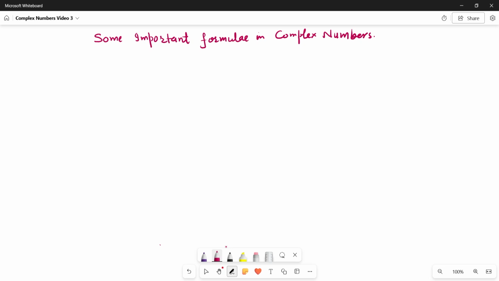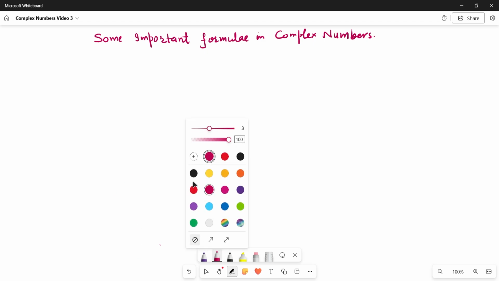In this video, we will see some important formulae in complex numbers which we will use in problems. So the first formula is the distance formula.